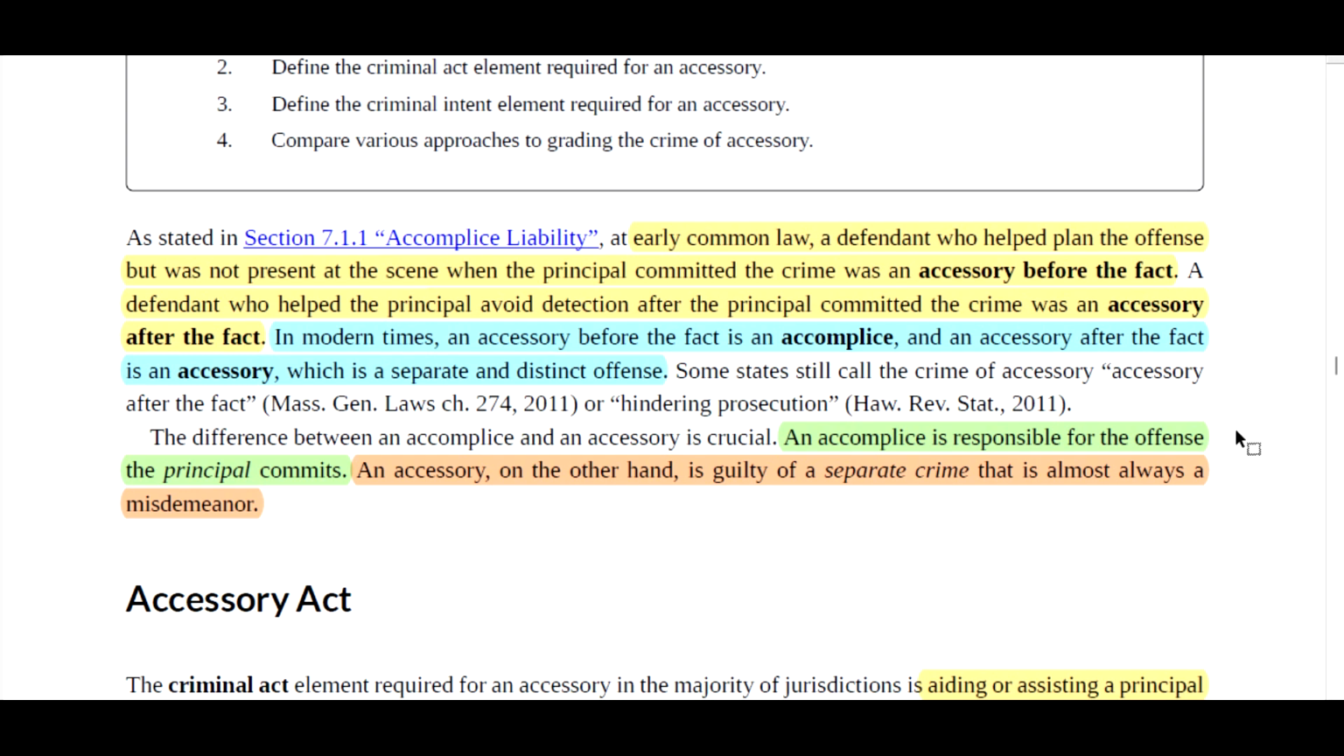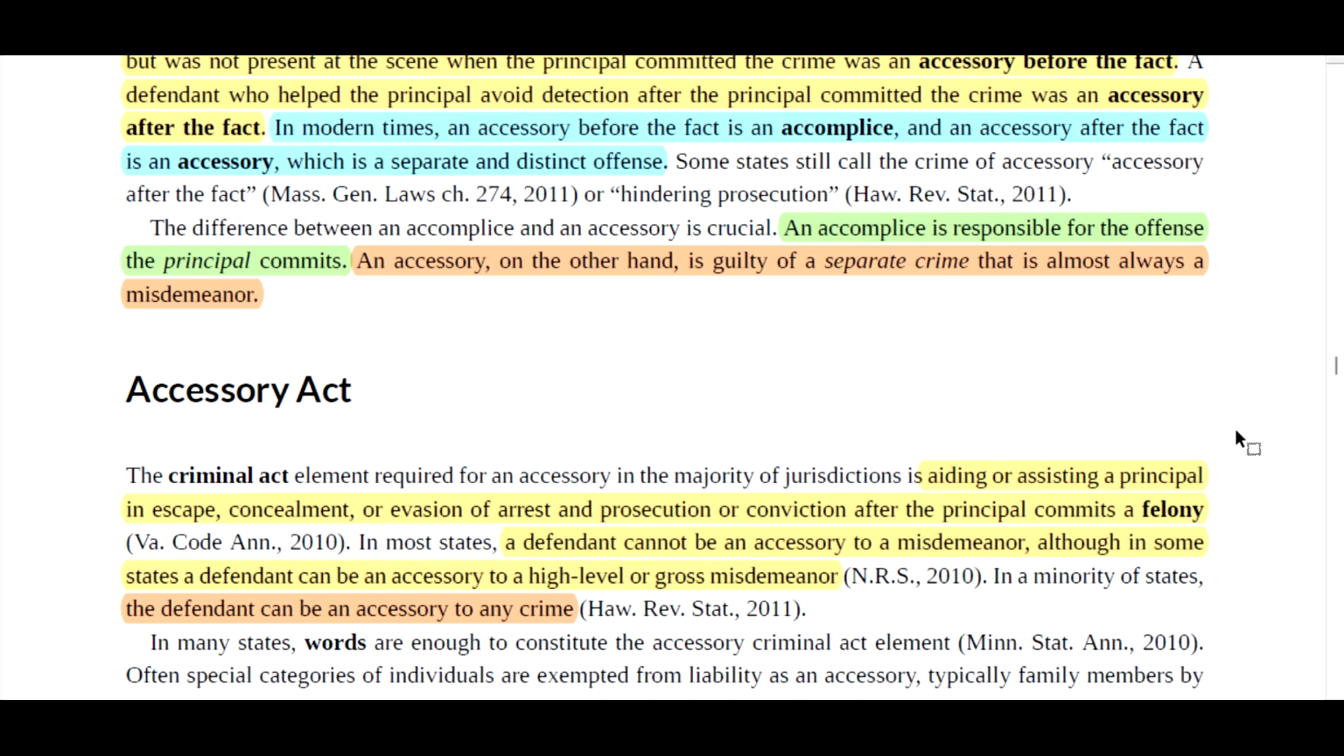And again, an accomplice is responsible for the offense the principal commits. An accessory is guilty of a separate crime that is almost always a misdemeanor. And so if you remember way back in the beginning of this lecture, I said, if you helped in aiding and abetting and letting someone get away, you can be charged, yes. Maybe not as an accomplice, but as an accessory. And it'll be a misdemeanor, but it will be hefty.